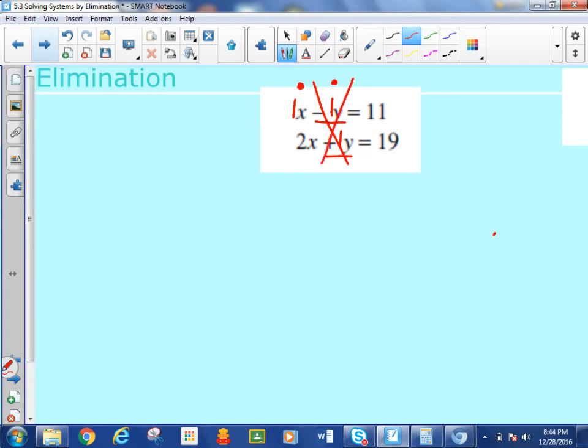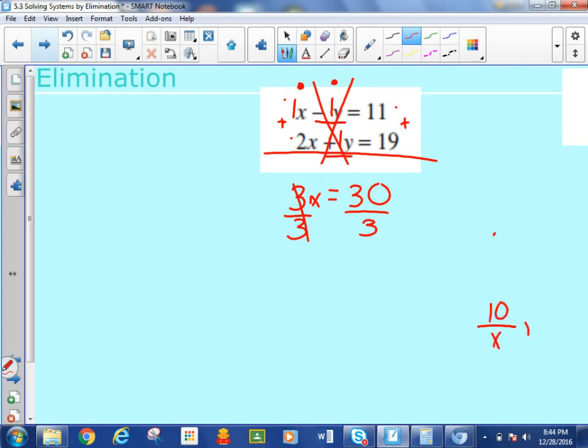Okay, so now there's my elimination portion. We're going to go ahead and put these together. So 1 plus 2 gives me 3x. My equal sign. 11 plus 19 gives me 30. So now we'll divide by 3 to get x by itself. Take note, in our previous examples, we had to solve for y first because the x's eliminated, and in this one, the y eliminated. So x equals 30 divided by 3, which gives me 10. There's my x part of my solution.